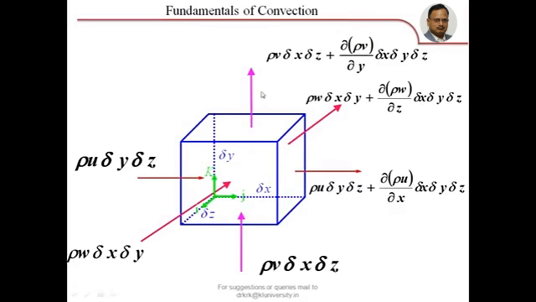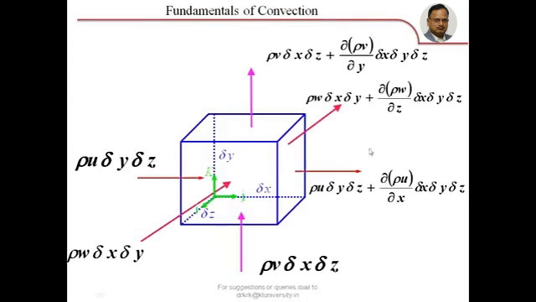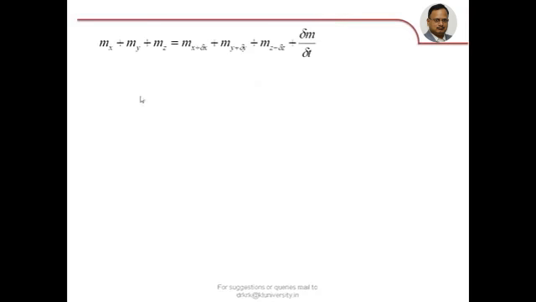Similarly, rho v del x del z plus the rate of change of rho v del x del z for unit distance, dou by dou y, over a distance of del y. Like that, if you write this, this kind of analysis we have already done several times in conduction heat transfer. While deriving the first fundamental three-dimensional conduction equation, we did it the same way. You can do it here also.